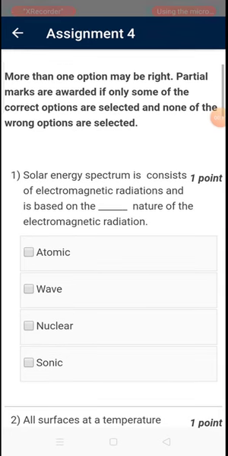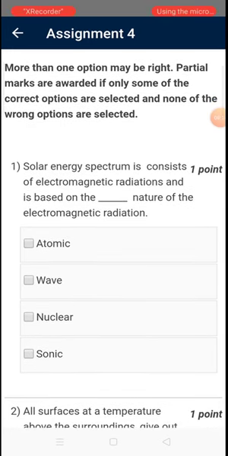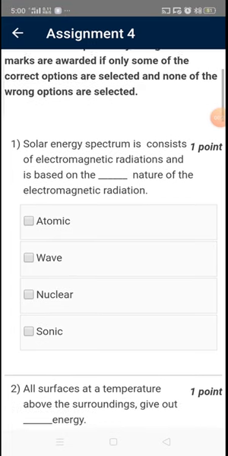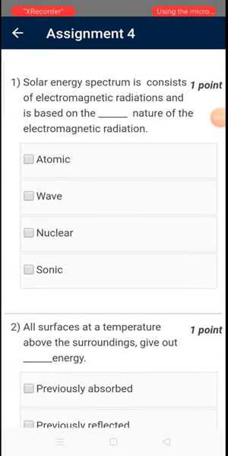Let's look at the comment given over here. More than one option may be right. Partial marks are awarded if only some of the correct options are selected, and no marks are awarded if only one wrong option is selected. So let's look at our first question.